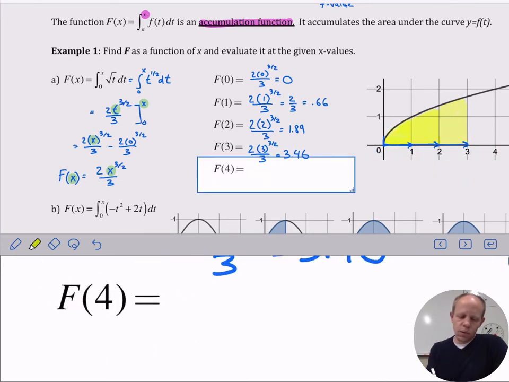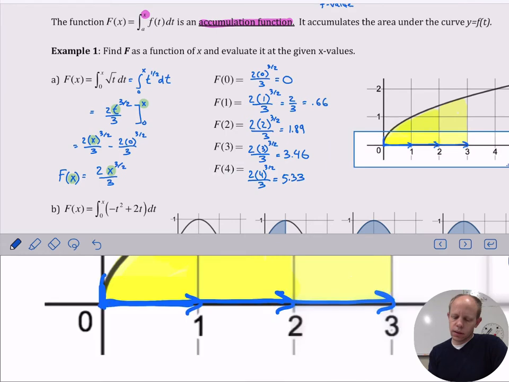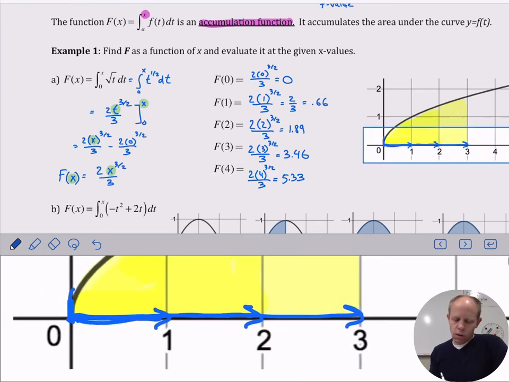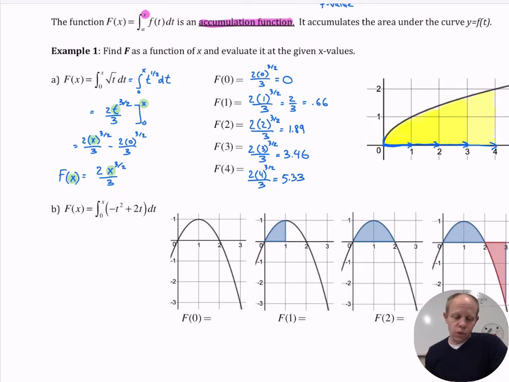Okay. And one last one, we'll do all the way to 4. So we'll have 2 times 4 to the 3/2 over 3, and that is about 5.33. Okay, so again, we're going from 0 all the way up to 4, and that's going to accumulate all the area from 0 to 4. Okay. So it's just a really convenient way to create an accumulation function that will accumulate for any x value that we want to do.